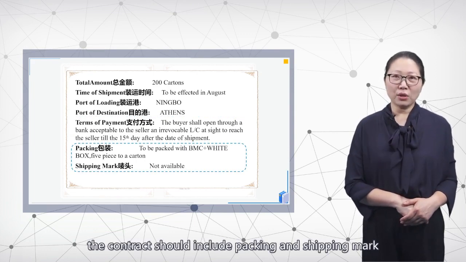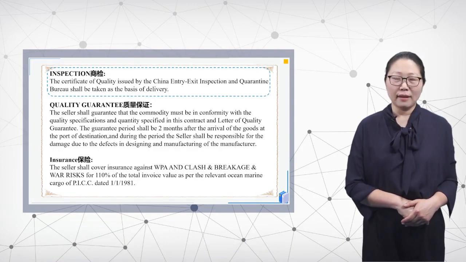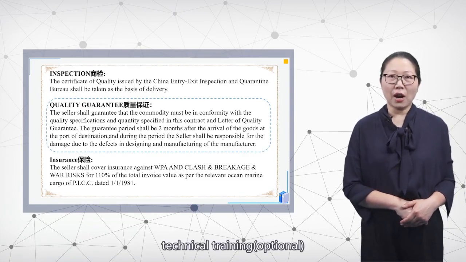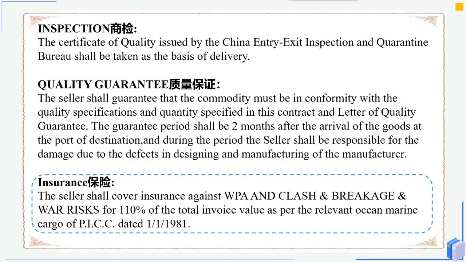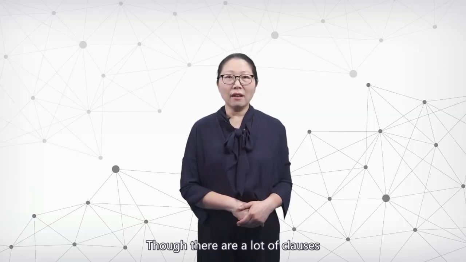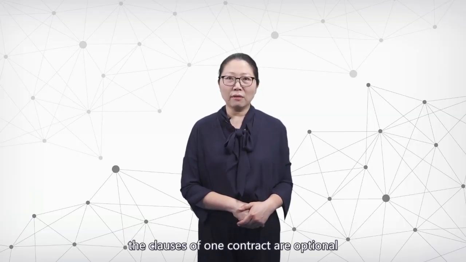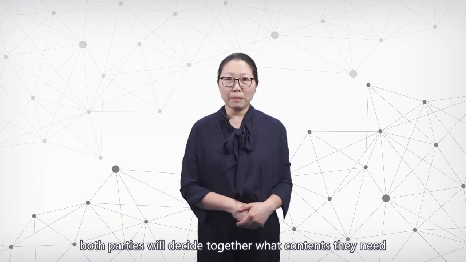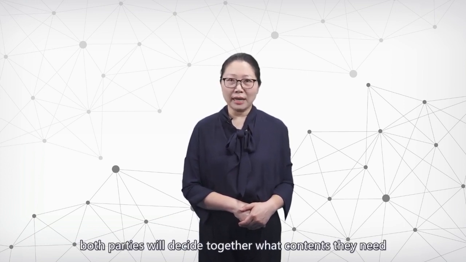What's more, the contract should include packing and shipping mark, inspection, test or trials, acceptance, quality guarantee, technical training, which is optional, and insurance, claim and arbitration, validity, extension and termination. Though there are a lot of clauses, the clauses of one contract are optional. Both parties will decide together what contents they need.